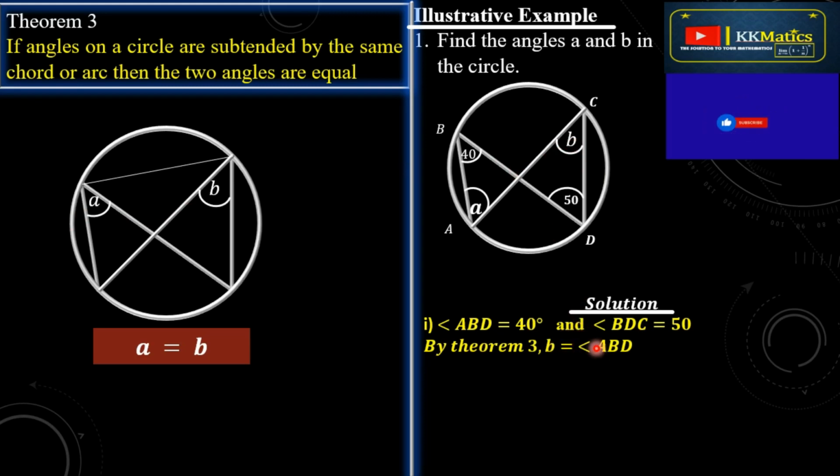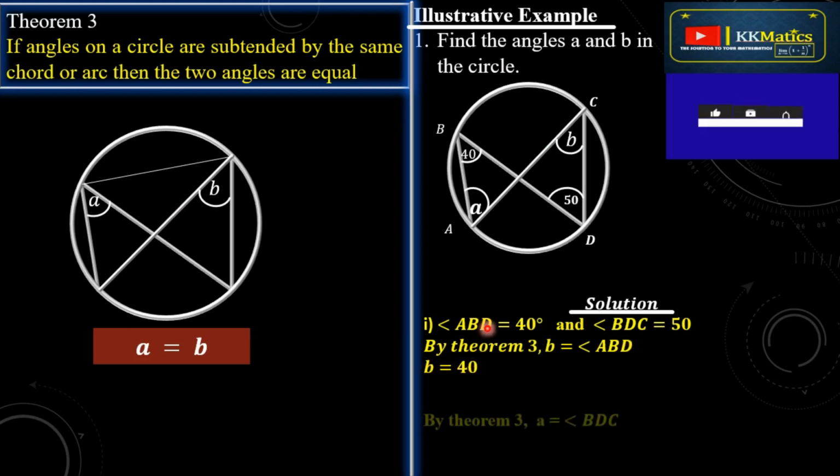So B equals angle ABD. It's important for you to illustrate it, rather than going straight to writing B equals 40 and A equals 50. It's very important to define the angle that you're referring to. So that being said, we have B equal to 40 according to theorem 3.